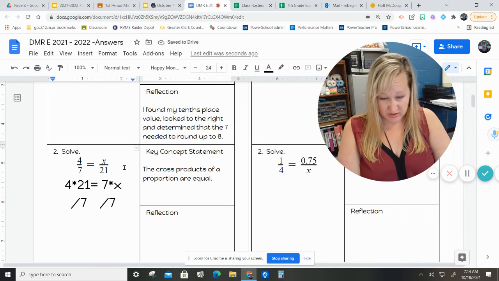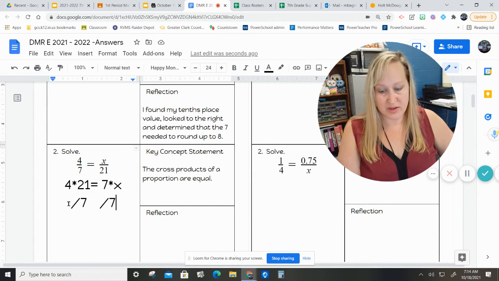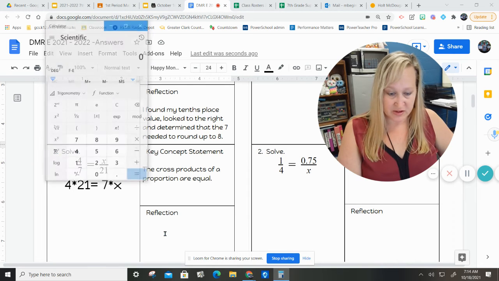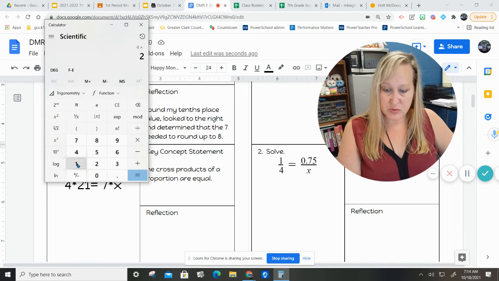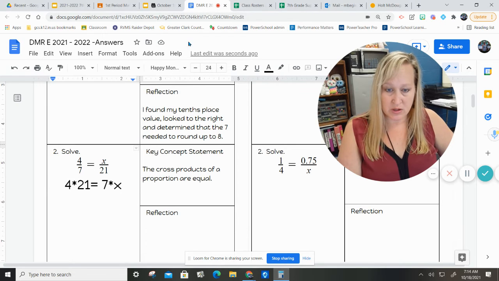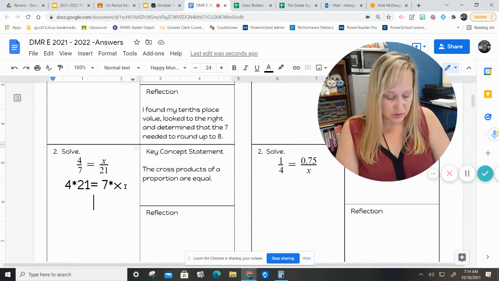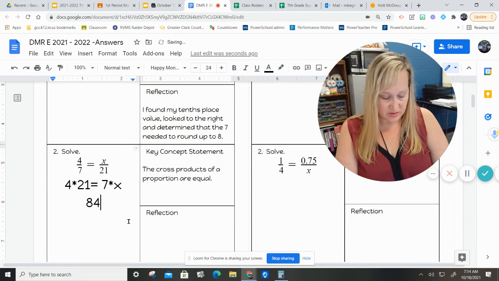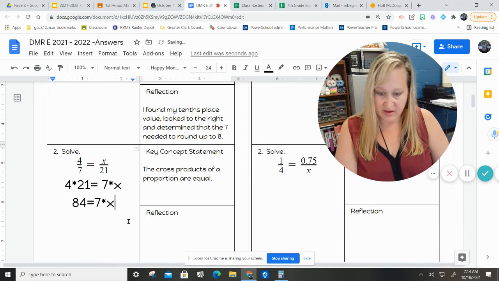and I'm left with, oh, don't do that yet, sorry. The first thing I have to do is do 4 times 21, which you should be using a calculator for. 4 times 21 equals 84. So that means 84 equals the 7x. Why is that not typing? 84 equals 7 times x. We're going to now divide both sides by 7.